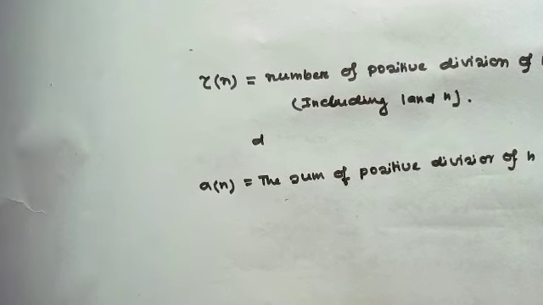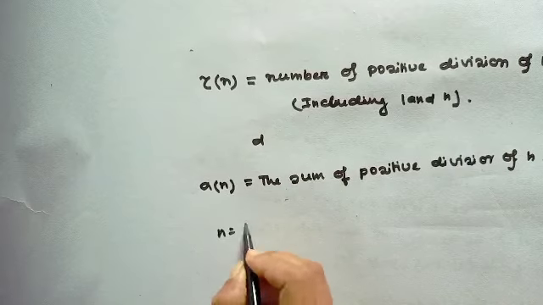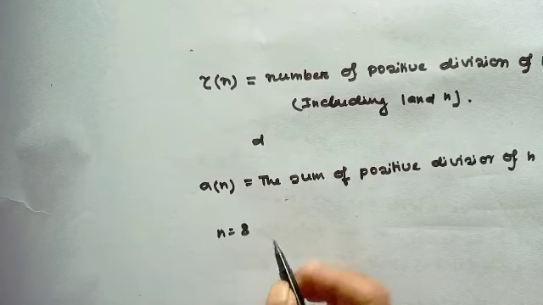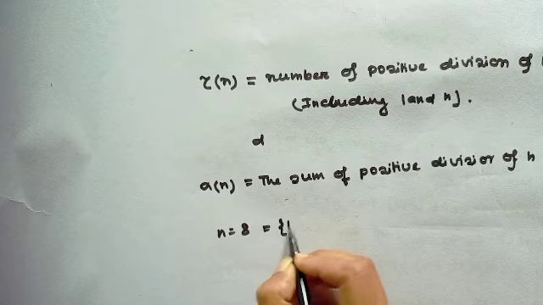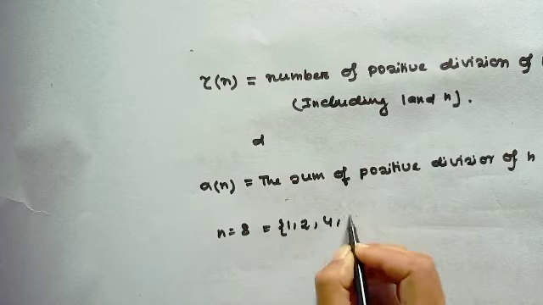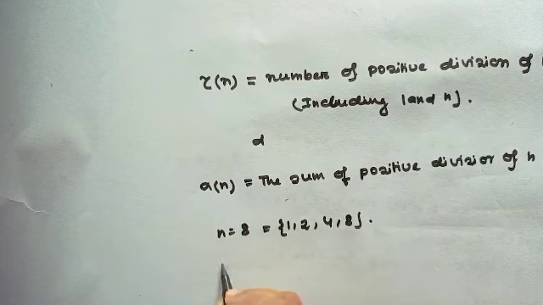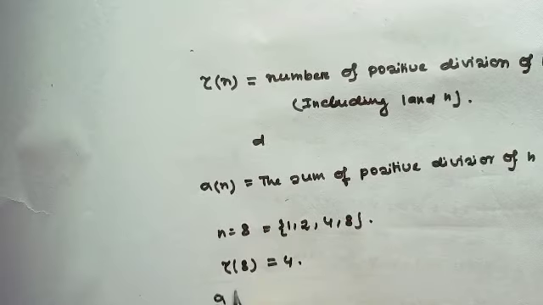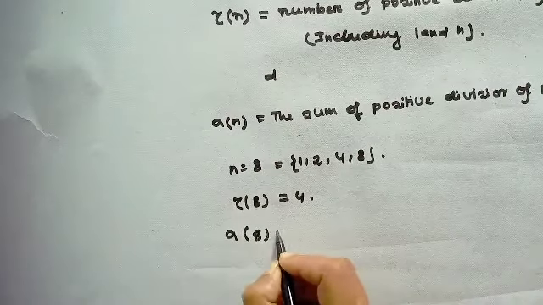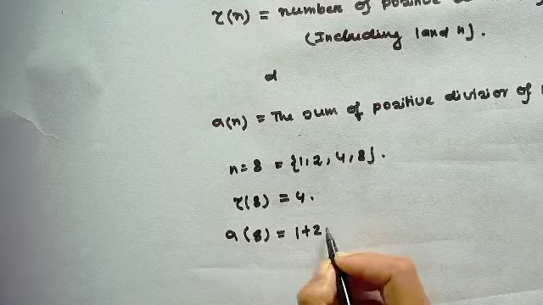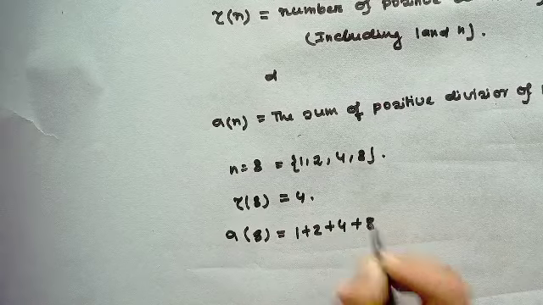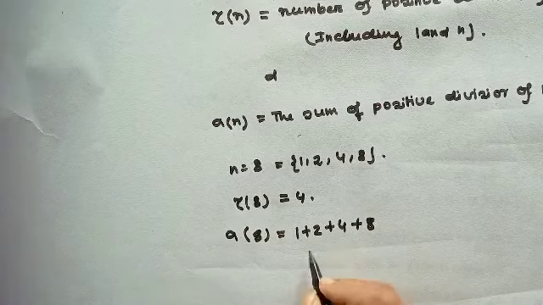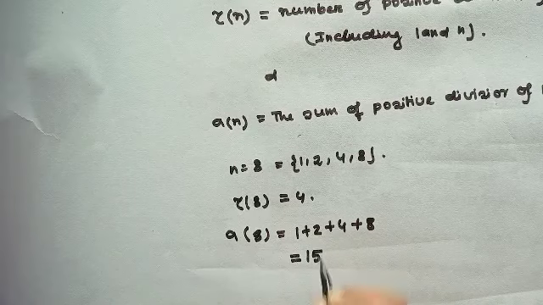Let us consider one example. Let n equal 8. Then the divisors are 1, 2, 4, 8. Okay. That means tau 8 equals 4. And what is sigma 8? Sigma 8 equals 1 plus 2 plus 4 plus 8. This is equal to 15. Okay.